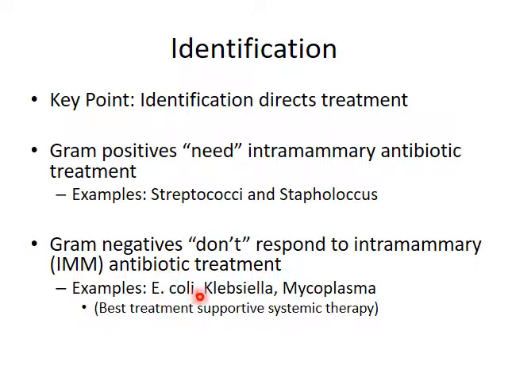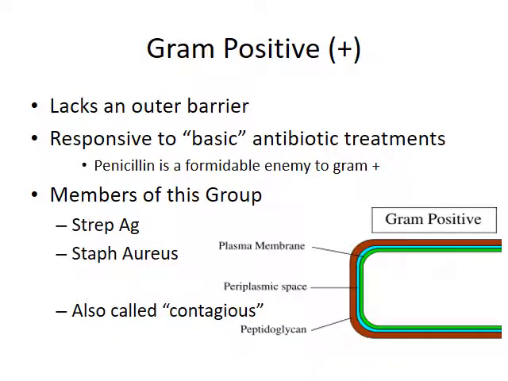What we see is E. coli, Klebsiella, mycoplasma as examples there. Usually with these gram negatives, there are those endotoxins, and we have to think about treating the whole body to get the animal recovered and moved on. So gram positive lacks that extra outer layer and responds to basic antibiotics, specifically penicillin and penicillin based, which is a formidable enemy to the gram positive.